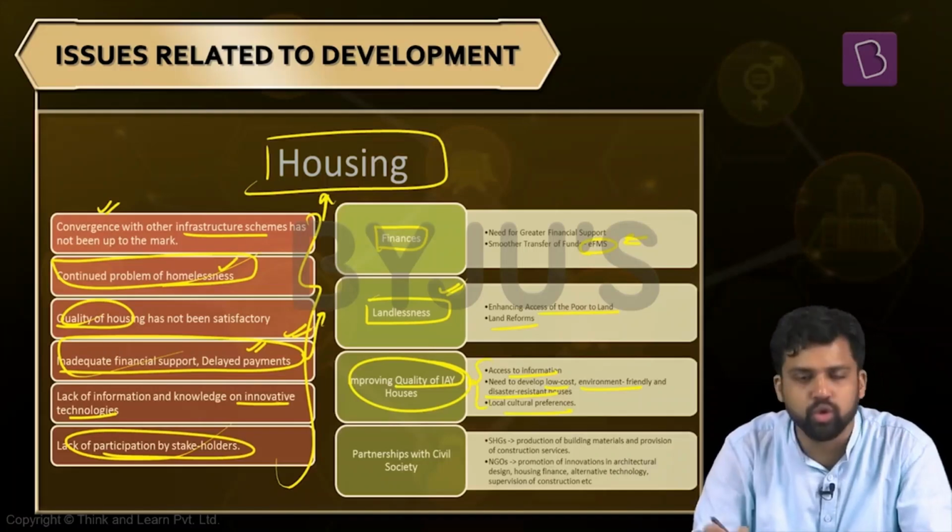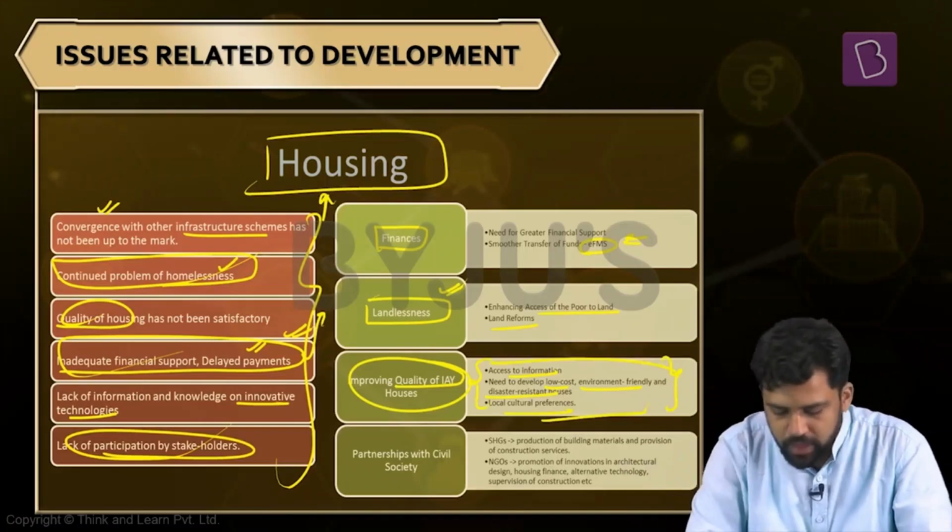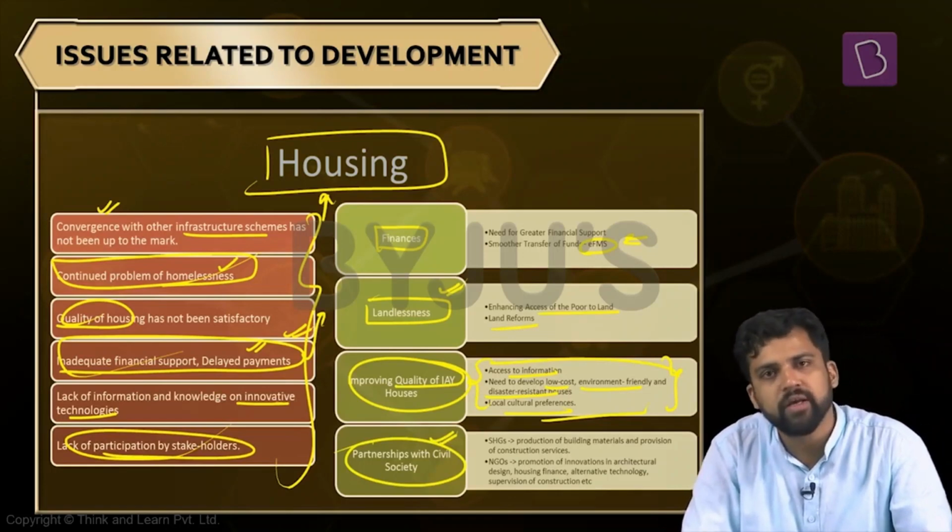Apart from that, local cultural differences are also important. So all these factors we need to take into consideration when we are providing housing. Apart from this, we need to identify some partners. Civil society and self-help groups can play an important role.